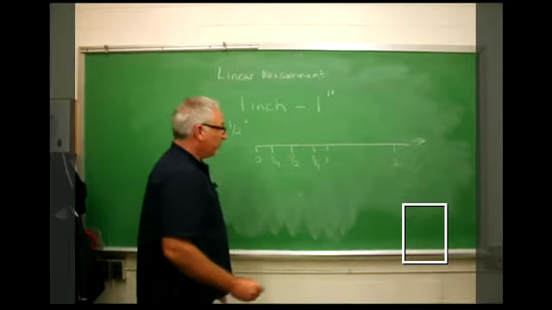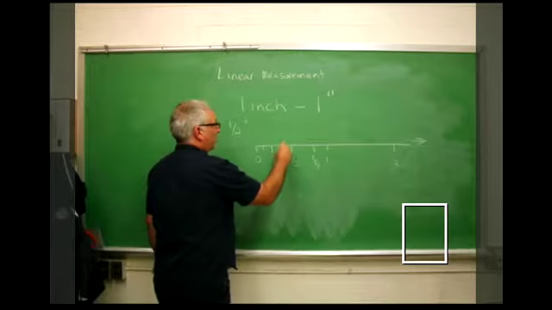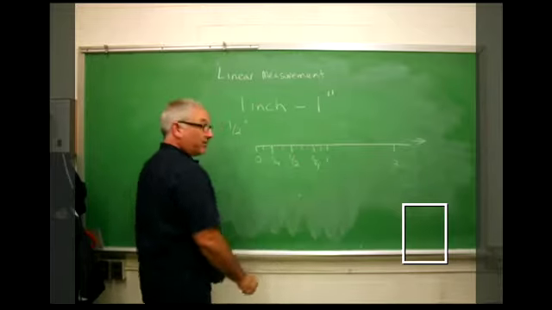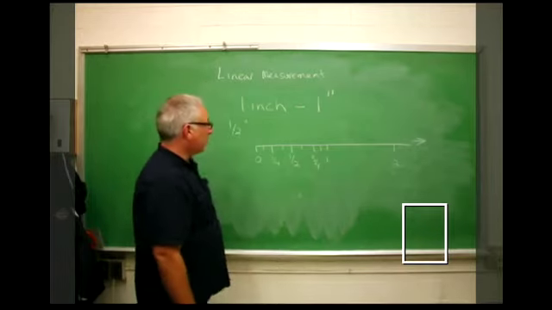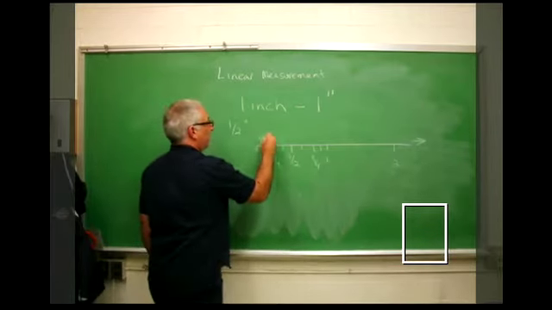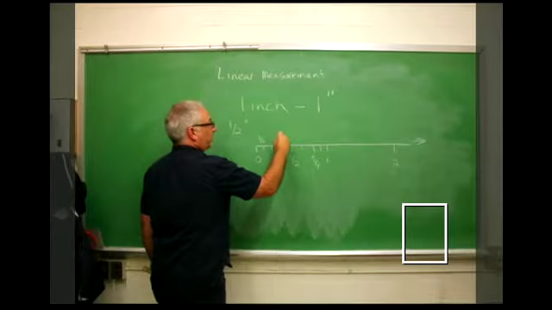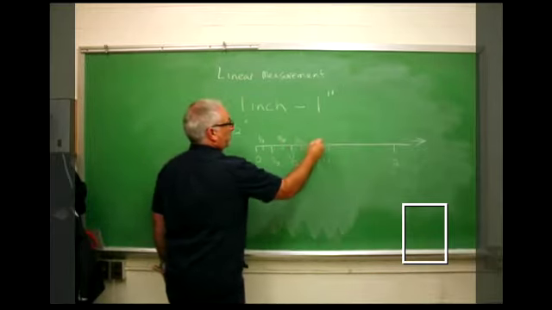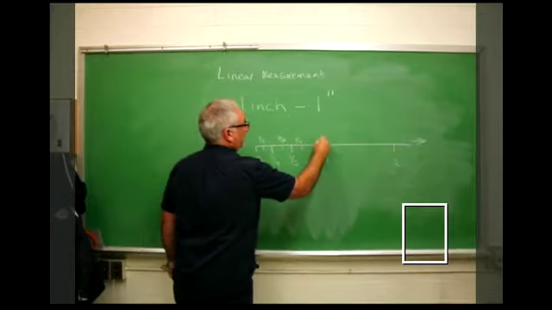If that's not precise enough, we break our inch up again. And this is an eighth. 1/2 of 1/4 is 1/8. That's an eighth of an inch. This is 3/8 of an inch. This is 5/8 of an inch. And this is 7/8 of an inch.